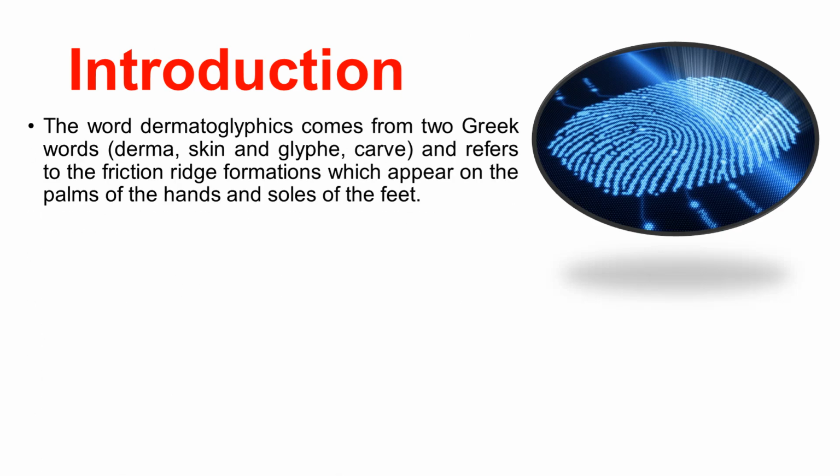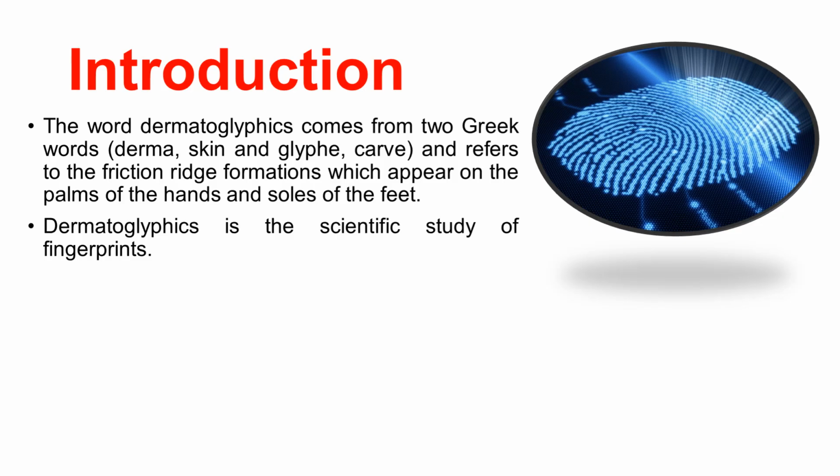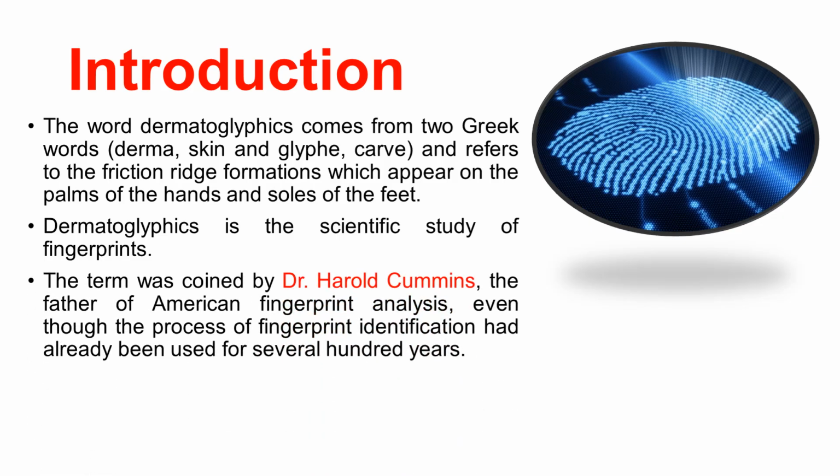The word dermatoglyphics comes from two Greek words, derma, skin, and glyph, carve, and refers to the friction ridge formations which appear on the palms of the hands and soles of the feet. Dermatoglyphics is the scientific study of fingerprints. The term was coined by Dr. Harold Cummins, the father of American fingerprint analysis, even though the process of fingerprint identification had already been used for several hundred years.